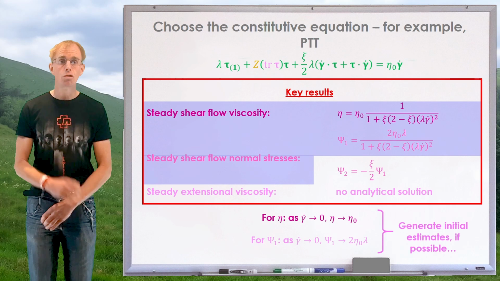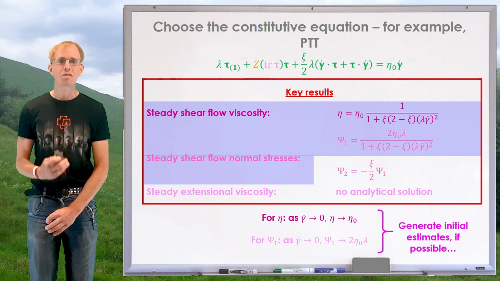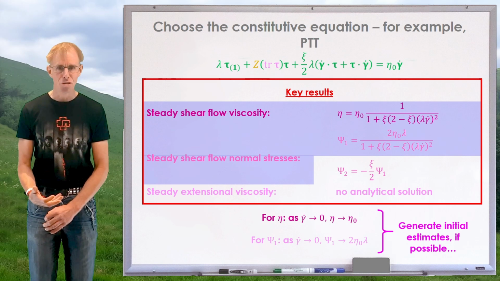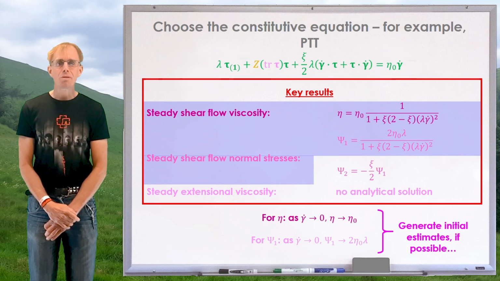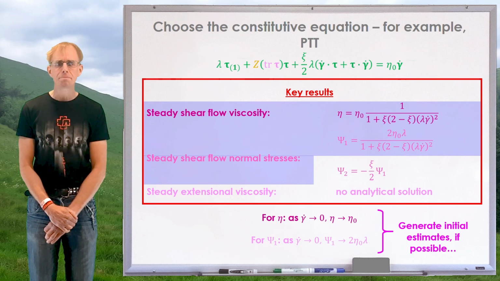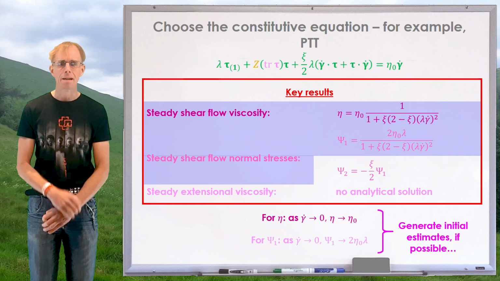Okay, let's think about the same thing in terms of the normal stress coefficient. We're going to look at the first normal stress coefficient because data for first normal stress difference is far easier to obtain experimentally than it is for the second normal stress difference. And so if we look at the equation for psi1, again as gamma dot tends to 0, psi1 tends to 2 times eta 0 times lambda.